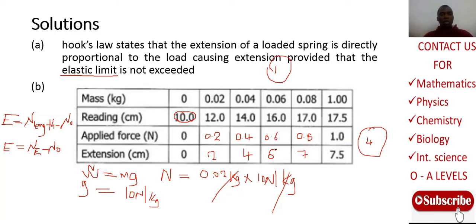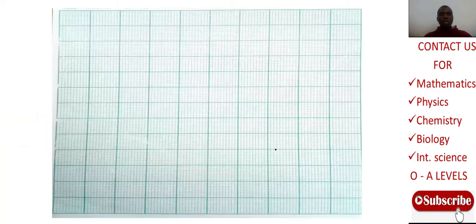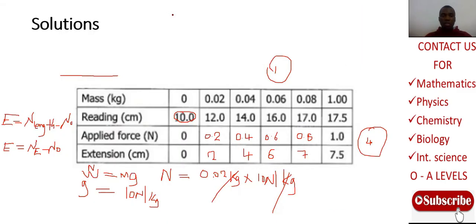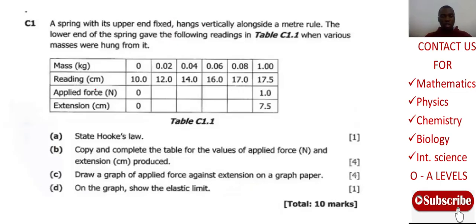Okay, we proceed. The next one, they say we should now plot a graph. So now a few things that you need on the graph is you need a title. So okay, now using these values, you need to plot the graph. So let me just take you back to the question. Here it says on a graph of applied force against extension, draw a graph of applied force. So here it is, applied force against extension.